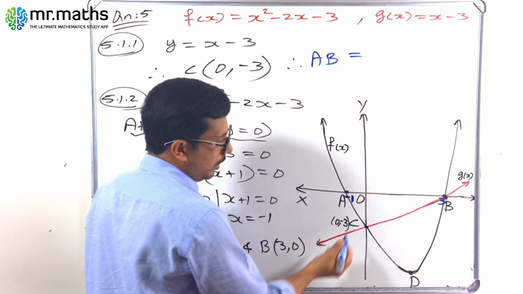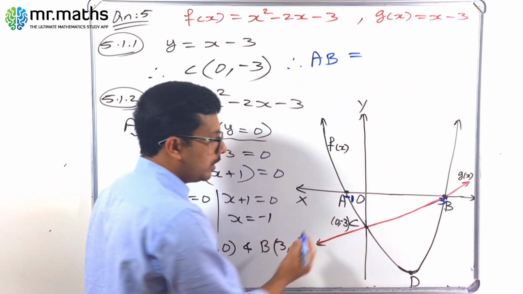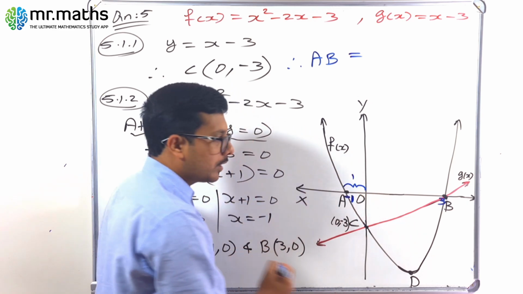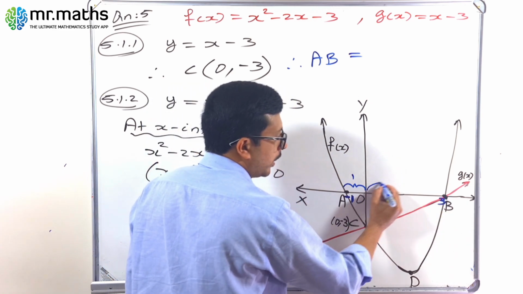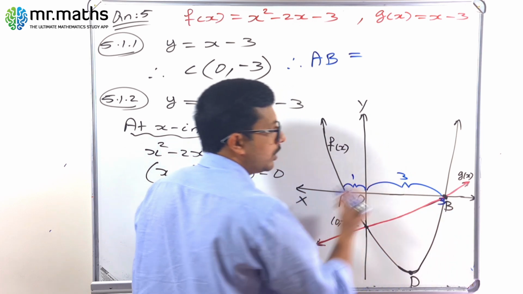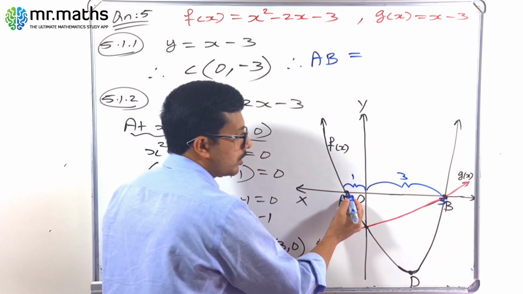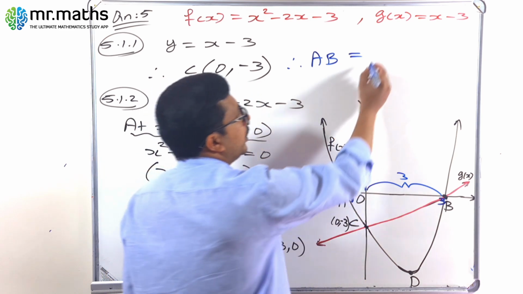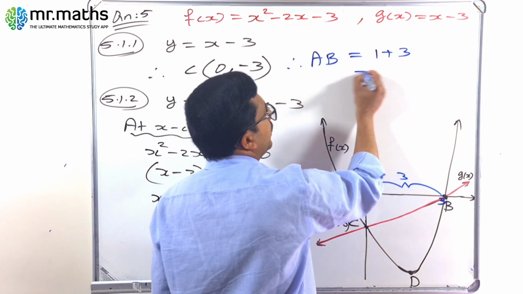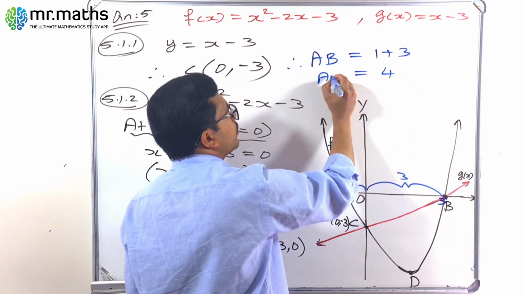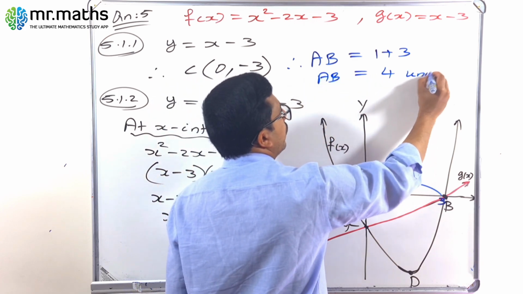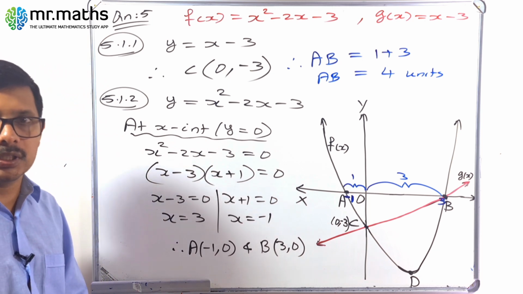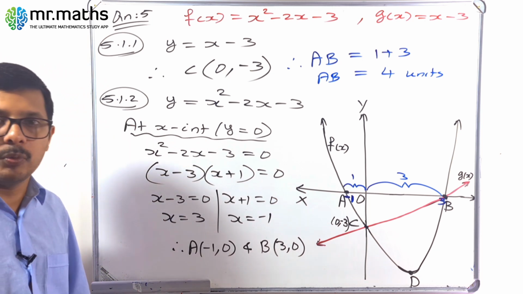So how can you find the length? This point's x value is minus 1, which means this distance is 1 unit. This x value is 3, which means this distance is 3 units. So what is the total distance between A and B? This 1 plus this 3. So AB is 1 plus 3, that is 4 units. The length of AB is 4 units. Okay, so that is question number 5.1.2.